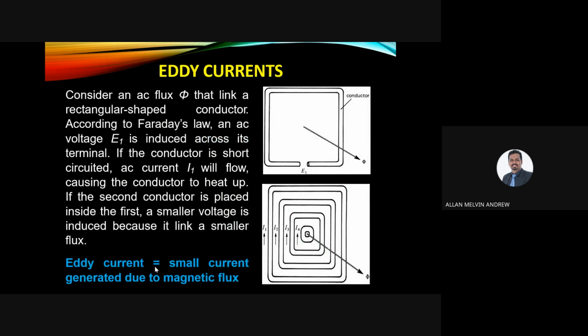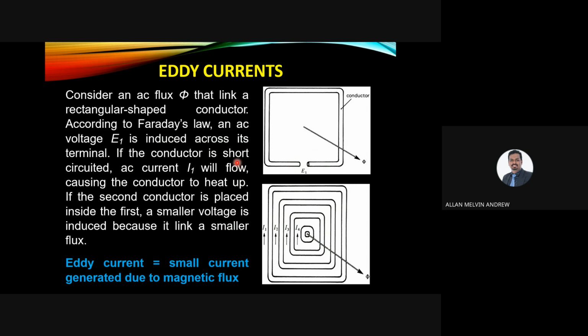Okay, so the eddy current. Consider an AC flux phi that links a rectangular shaped conductor. So let's say the conductor is in a rectangle shape, arranged like this, with no physical contact. According to Faraday's law, an AC voltage E1 is induced across the terminals. So E1 will be produced here when you have a connection.